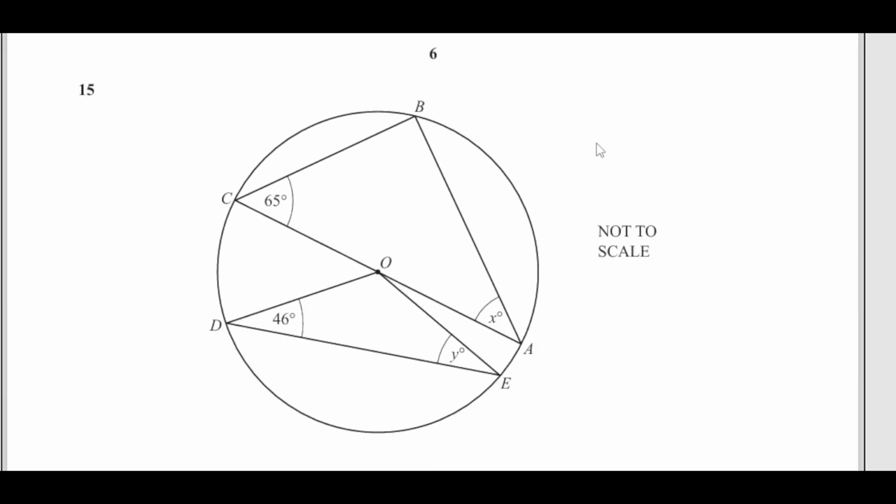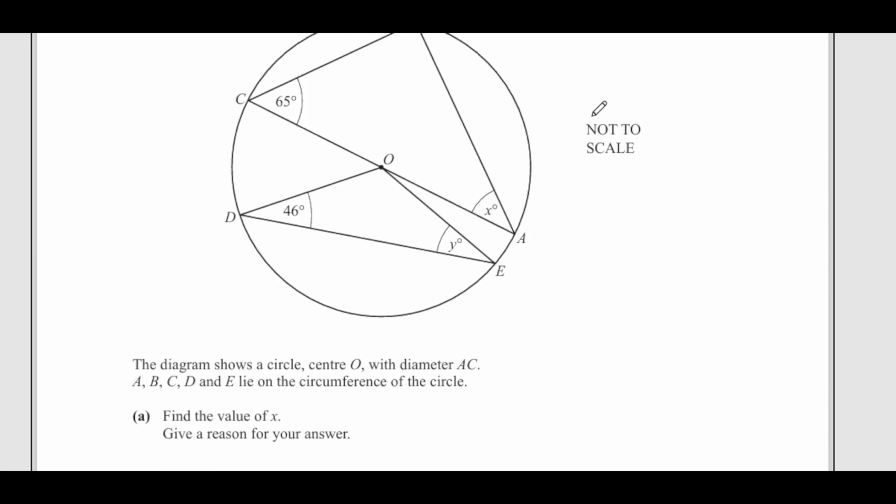Number 15, question from circles we have here. So the question is, the diagram shows a circle of center O with diameter AC. So AC, this is a diameter. ABCD lie on the circumference of the circle. Give the value of x, give a reason. So value of x, now this will be 90. Why this is 90? Because this is angle in a semi circle, right?